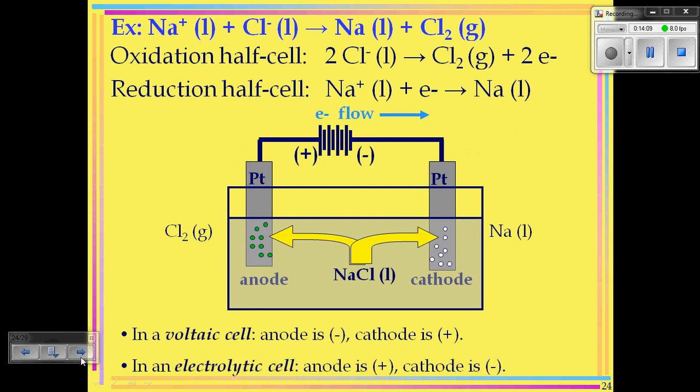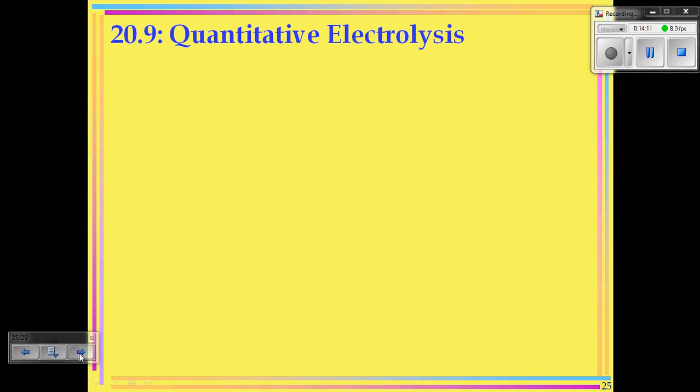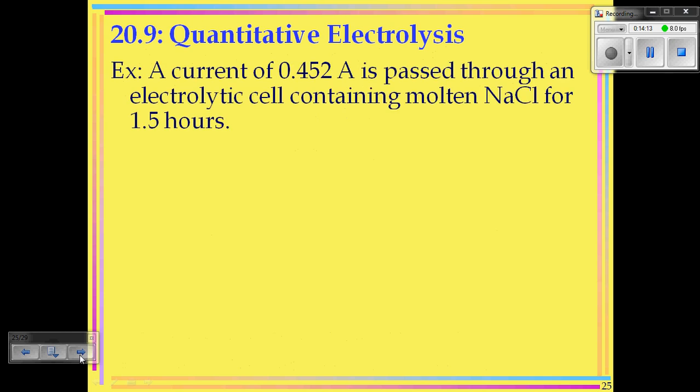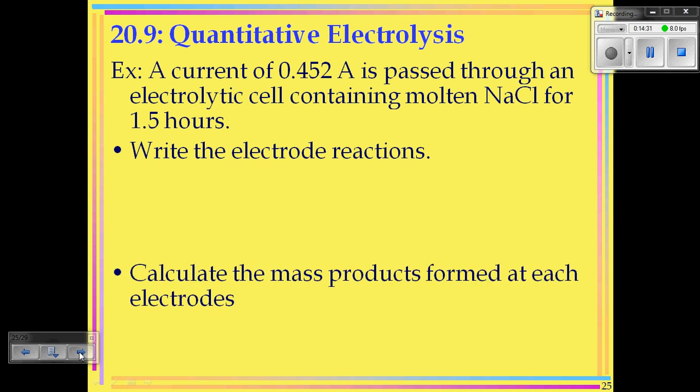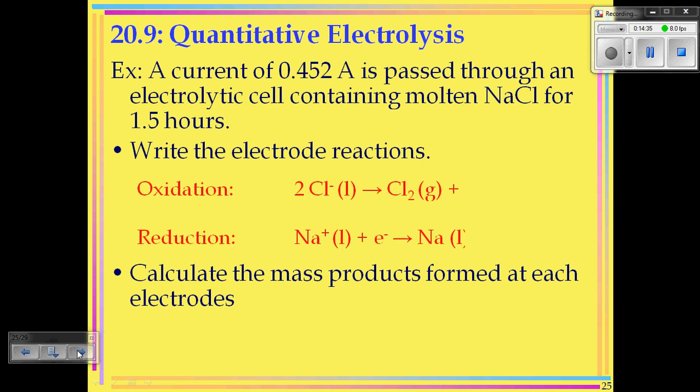In an electrolytic cell, you can use quantitative methods to figure out how much metal would be deposited or how much current you have to pass. An example of such a problem is: a current is passed through an electrolytic cell containing NaCl for 1.5 hours. Write the electrode reactions. So first thing, you'll have to write NaCl's reaction, then you have to calculate the mass formed at each electrode. So first you have to write the oxidation reaction at anode and the reduction reaction at cathode.